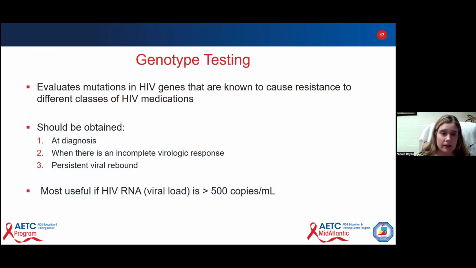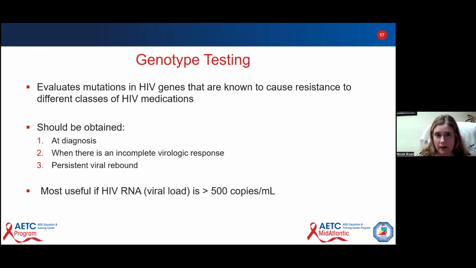So genotype testing is evaluating mutations in the HIV genes that are known to cause resistance to different classes of medications. We usually check it at the time of diagnosis, because as I mentioned, anywhere from 18 to 20% of patients with newly acquired HIV may have a baseline resistance mutation. It's also done if there's an incomplete virologic response, where we start them on treatment, we think it should work, but for some reason they're not getting below 200, or if they have a viral rebound that isn't explained by adherence, and when they go back on their medication and say, yes, I'm taking it every day, it still hasn't become suppressed. It's most useful if the viral load is at least 500 copies.